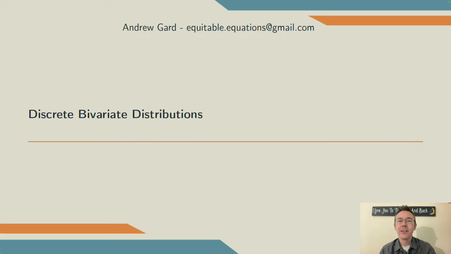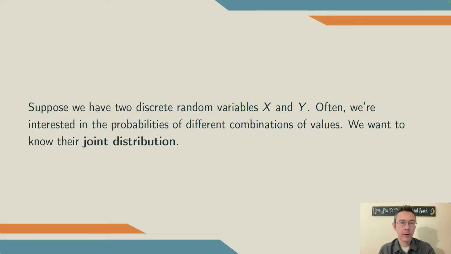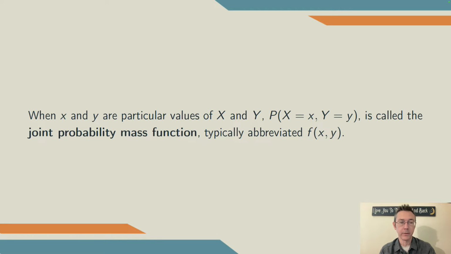Hey everybody, today we're talking about bivariate distributions, focusing on the discrete type. We're in a situation where we have a couple of random variables, X and Y, which right now we'll assume to be discrete, and we're interested in probabilities of different combinations of their values. In other words, we want to know their joint distribution.